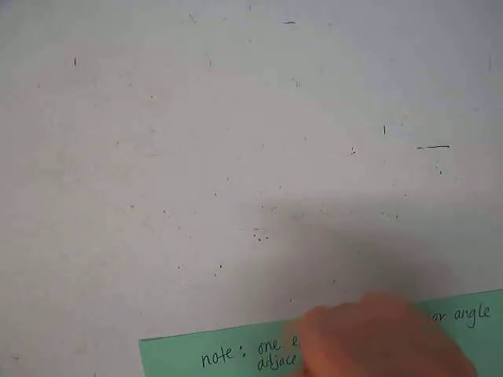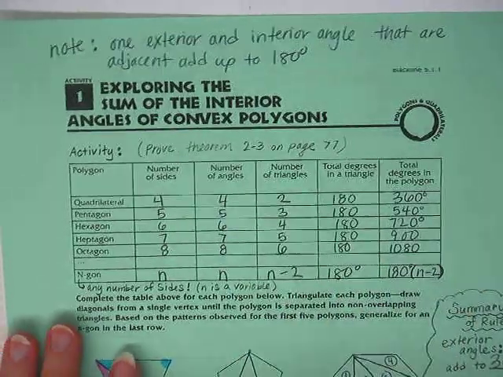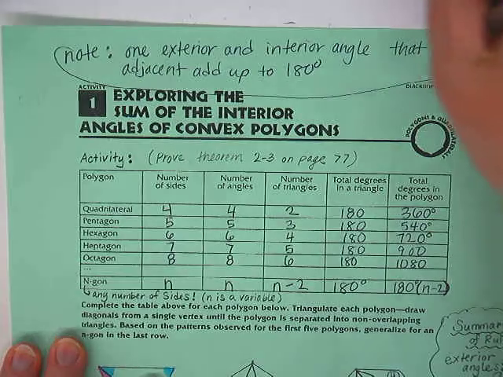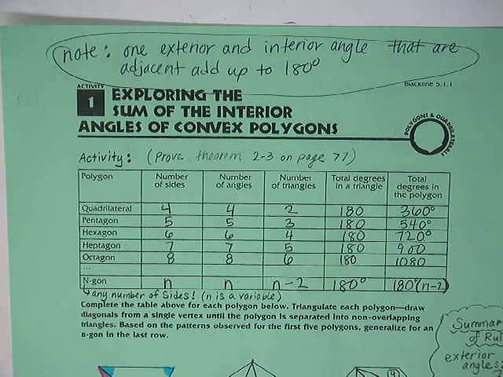Note to self. One exterior and interior angle that are adjacent add up to 180 degrees. So that's another way of being able to find the other type of angle after you've found one of them. Okay, that is all.